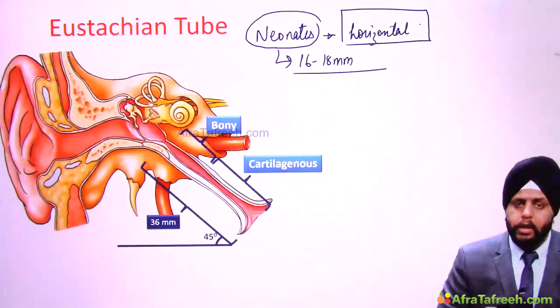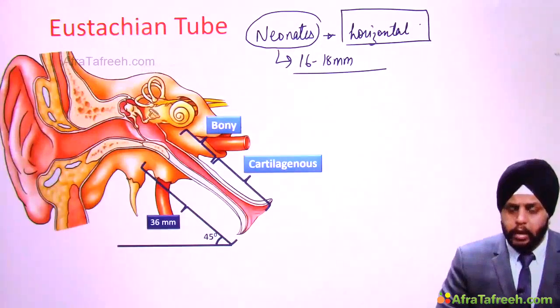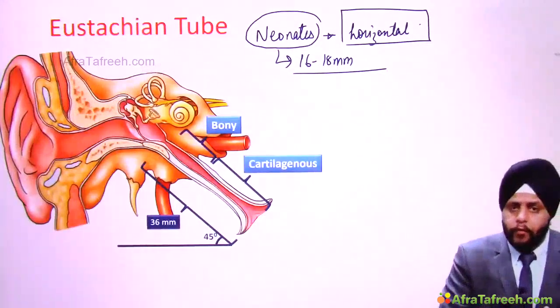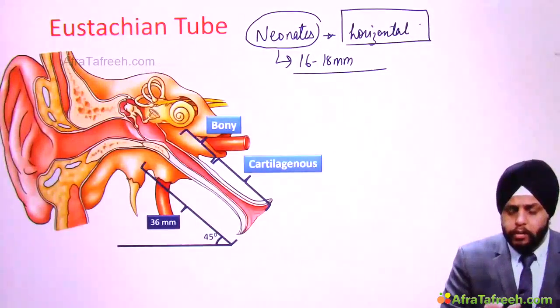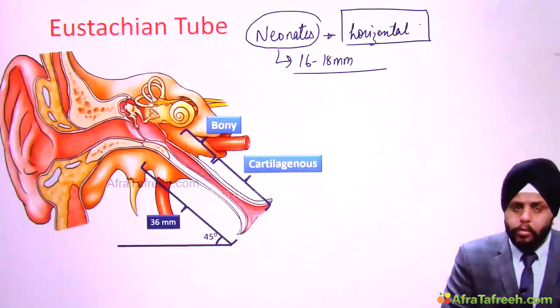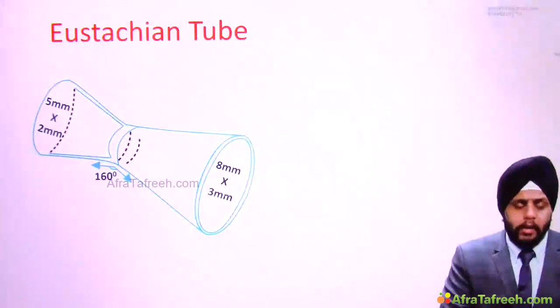So therefore, in case of children, because the Eustachian tube is horizontal and it is shorter, the infection can quickly travel up from the pharynx to the middle ear. So the Eustachian tube is shorter and more horizontal. So the children are more prone to middle ear infection. All right.